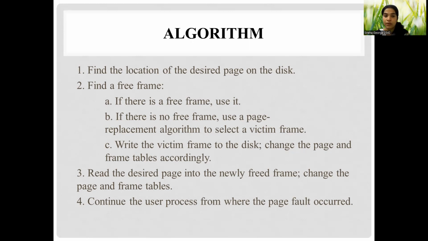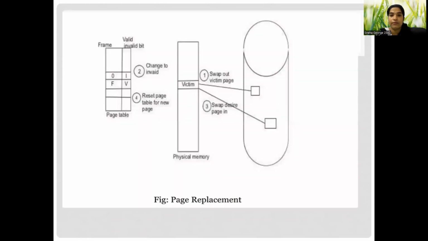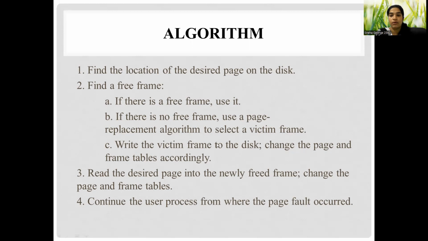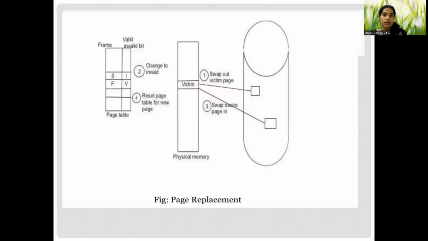Okay, we have freed the frame. So you're now swapping the desired page into the free frame. After which, again, you have to update the page table, and then continue the user process from where the page fault occurred. So these are the basic steps that will be followed in this case. This diagram explains how a page replacement is carried out.